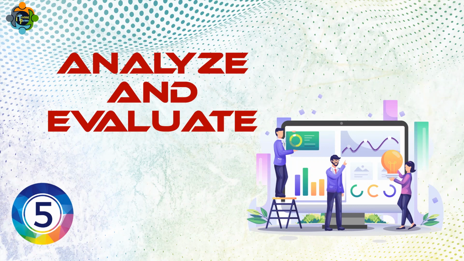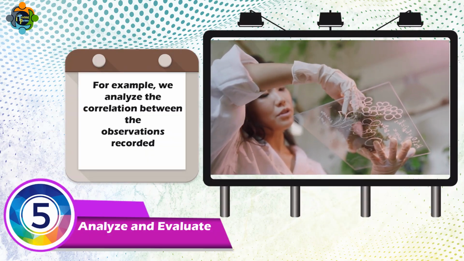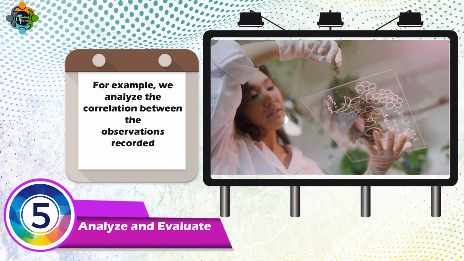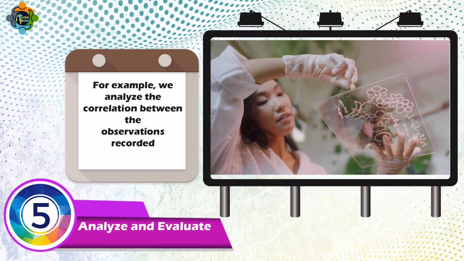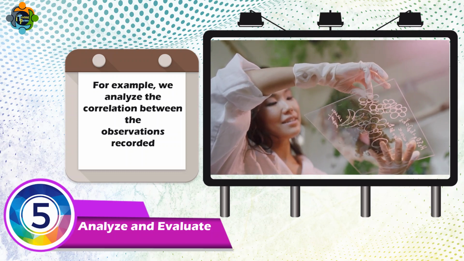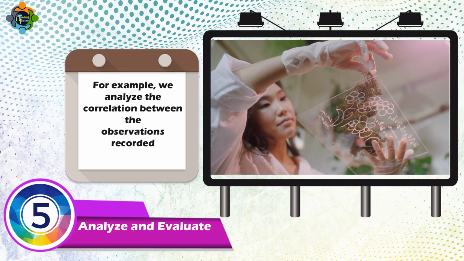Stage number 5. Analyze and evaluate. We assess the students' understanding based on their reports and reflections. For example, we analyze the correlation between the observation recorded in the lab reports and the concept of photosynthesis, and evaluate the depth of understanding demonstrated in the students' reflection regarding the experimental outcomes.